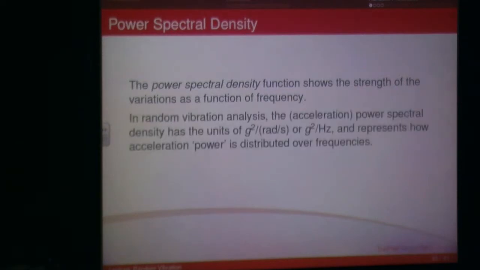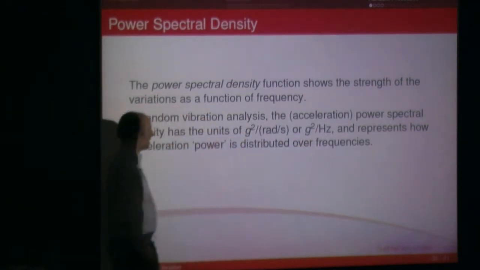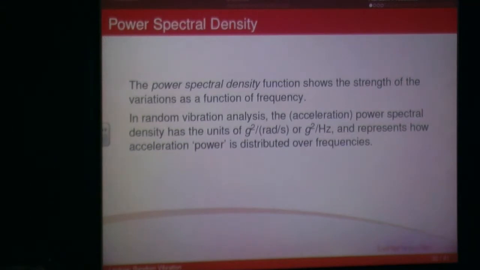It's a Fourier transform. And in random vibration analysis, the acceleration power spectral density, because we're often dealing with vibrations, we're dealing with acceleration, not power in terms of watts, but acceleration in terms of g, has the units of g squared per radian per second, because it's a function of frequency, or you can have it in terms of hertz. Hertz is also a frequency, so depending on which units you use, you've got radians per second or hertz down there. And like I said, the g is to do with acceleration. And that represents how acceleration power, in a sense, power in inverted commas, is distributed over the frequencies.